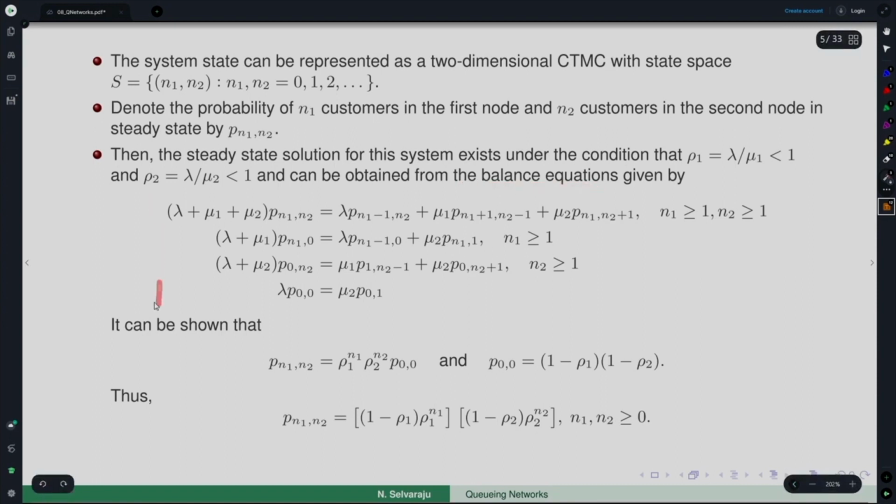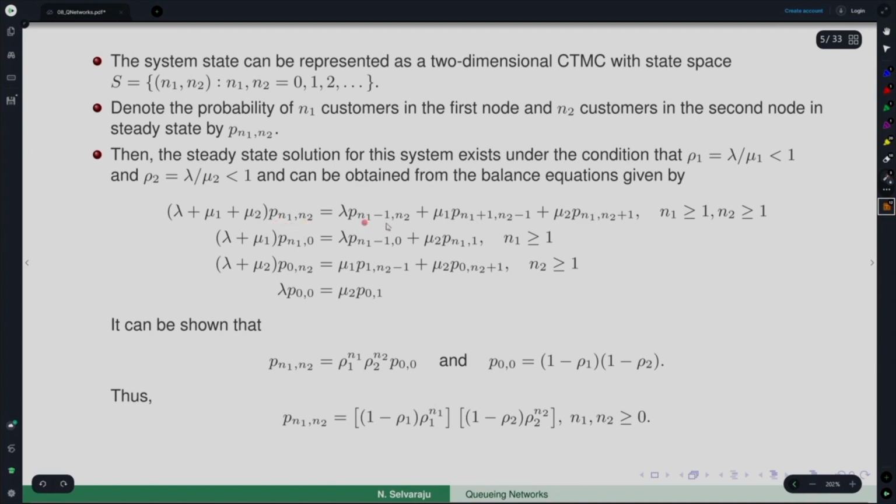and that can be obtained from the balance equations. Now, you look at the balance equation again in a similar way to what we have used so far in all these Markovian models. You have a similar scenario here. So, look at the state (n1, n2). What are the possibilities in which you can reach (n1, n2)?